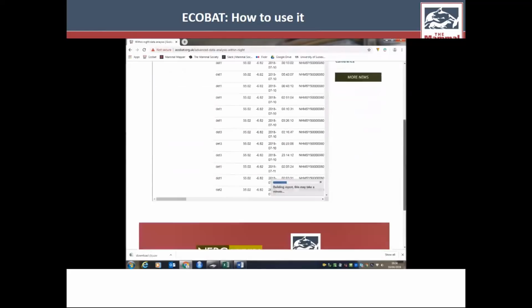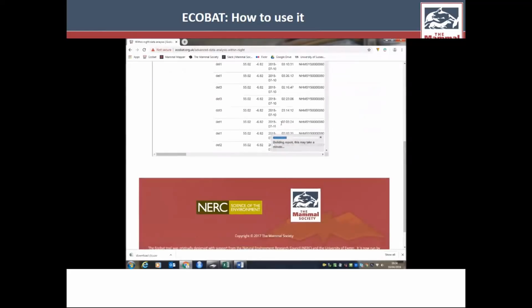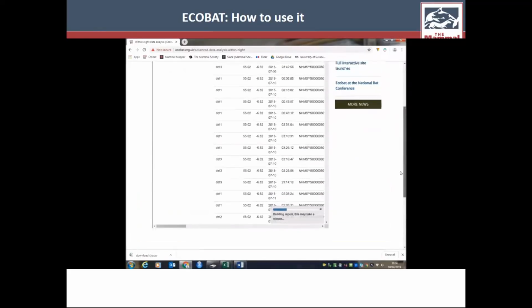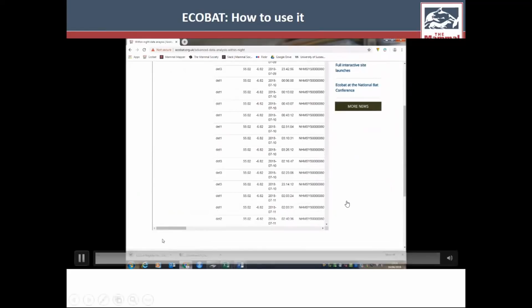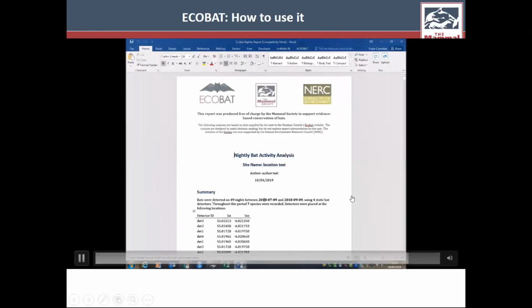You will see at the bottom of the screen, it does tell you it's building the report. So if it is taking a while, it's there, it's doing something. It will eventually download like so. When we say take a while, we're not meaning hours, by the way. We're just meaning not instant. You'll generate multiple reports.